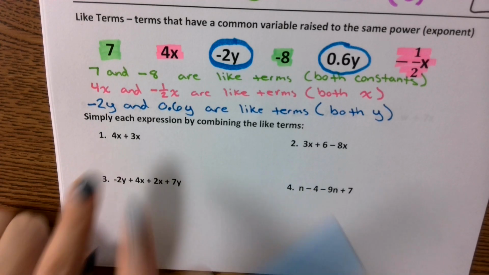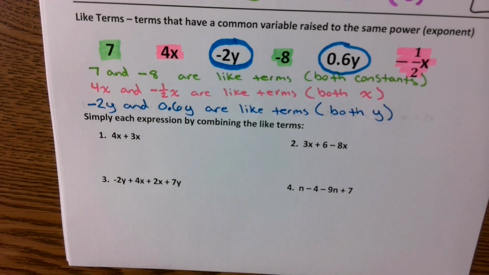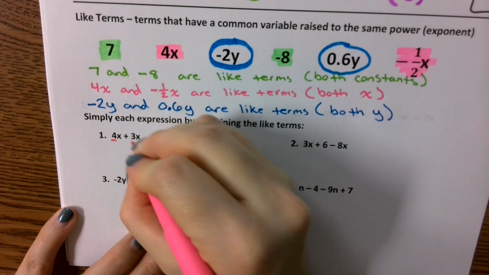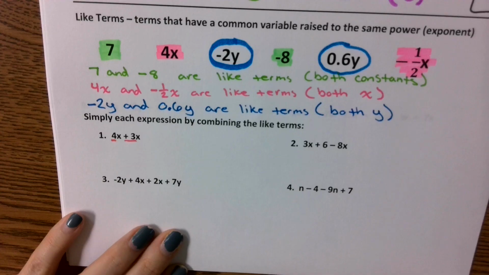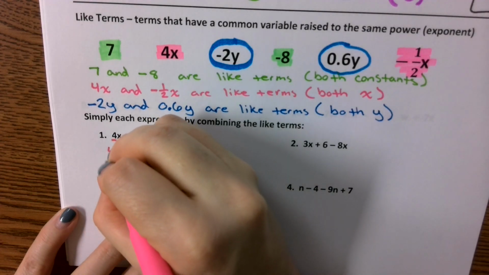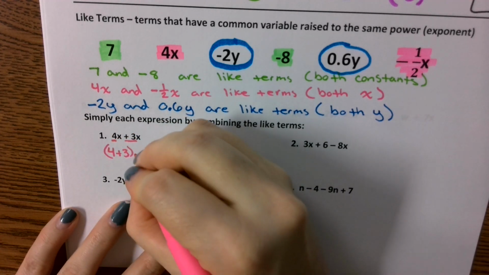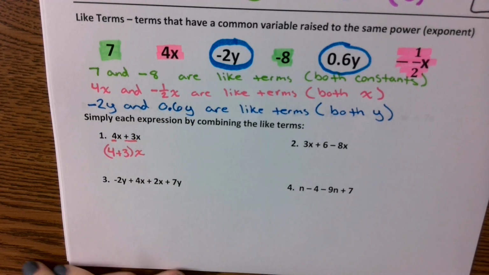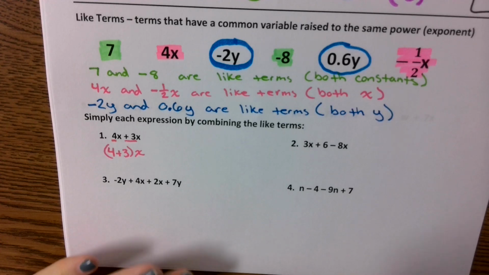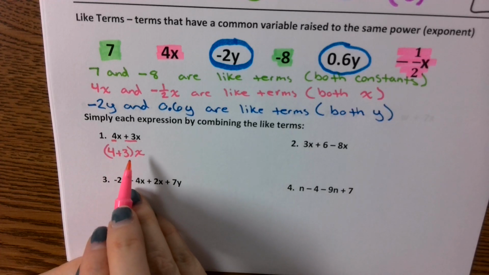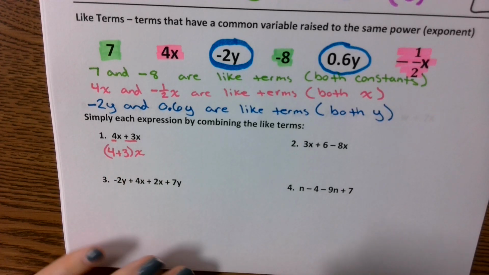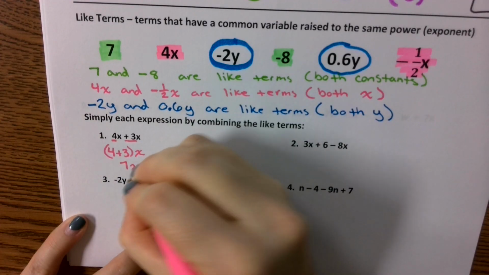7x, right? Because all you are physically doing in this situation is looking at their coefficient, the number that's in front of them, and combining those numbers together, and letting the x just tag along. So you're really just focusing on doing 4 plus 3, and attaching the x at the end. So that would equal 7x.